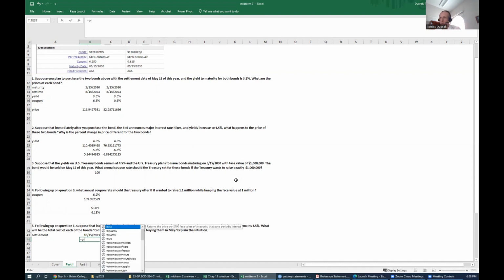So let's first do the price. Price is, and the settlement is this date. Maturity is this date. Rate is the coupon rate, and yield is staying back at 3.5. That's fine. Redemption is 100. Frequency is 2. Basis is 0. That's pretty good. Let's hit enter on that.